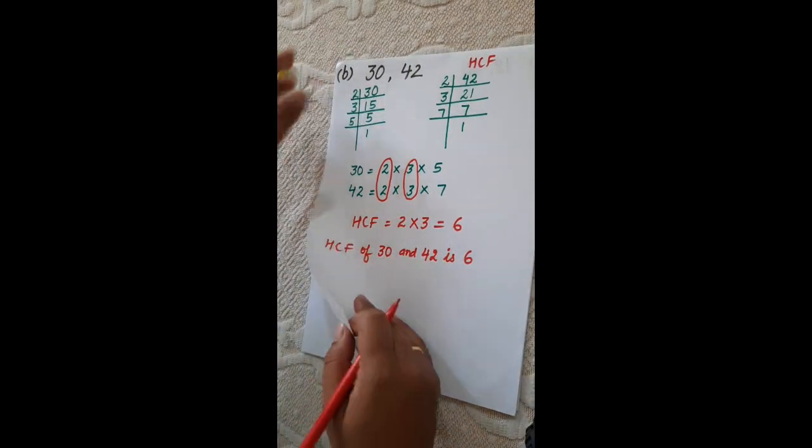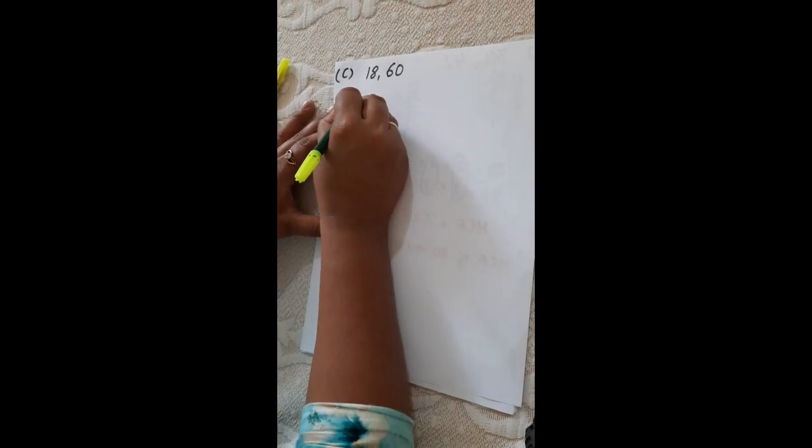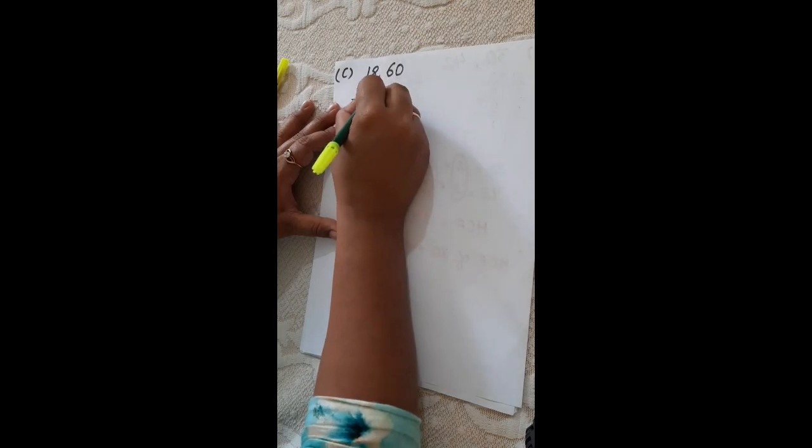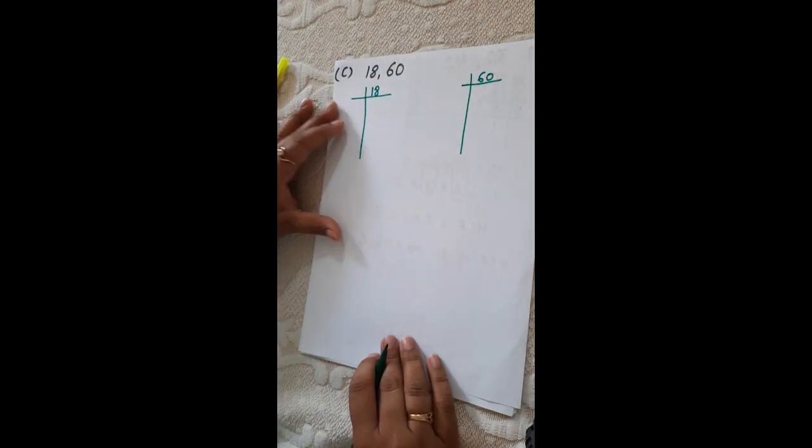Similarly, we will solve the C part of the same question. Again, we have the same question, find the HCF. For this, write the prime factorization of 18, then the prime factorization of 60.